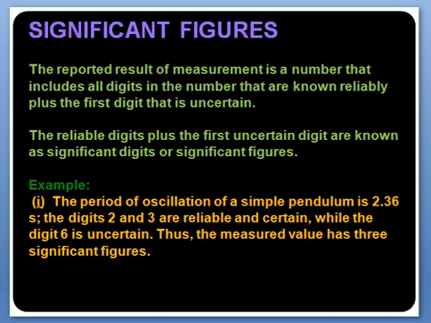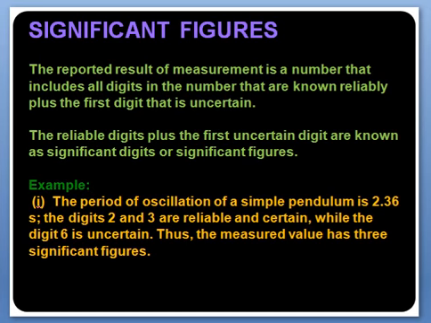The reported result of measurement is a number that includes all digits in the number that are known reliably plus the first digit that is uncertain. The reliable digits plus the first uncertain digit are known as significant digits or significant figures. Listen again: the reliable digits plus the first uncertain digit are known as significant figures.